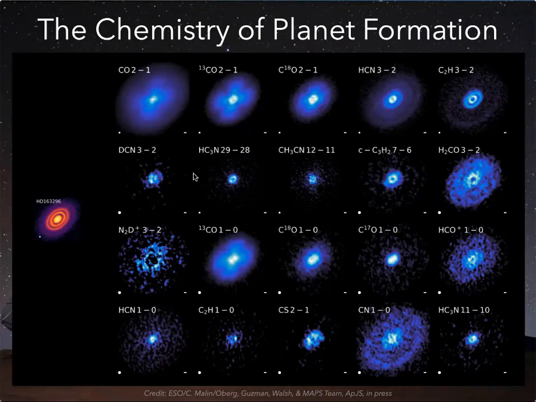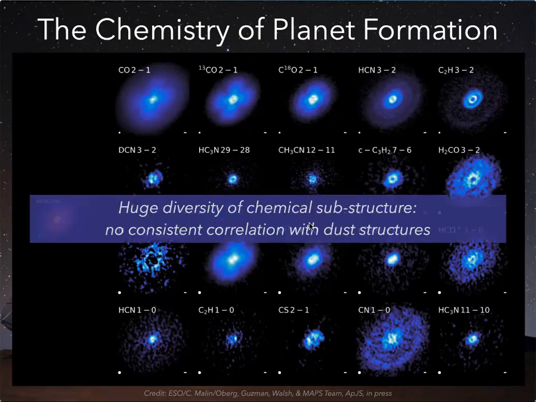Some of which is sometimes coincident with the dust emission, sometimes not. So the disk looks very, very different in each of these molecular tracers. So we see this huge diversity of chemical substructure and not necessarily any consistent correlation with the dust structure. That's giving us information that there are a lot of physical processes happening in the disk that are shaping its composition and then originating in these sometimes very highly structured molecular line images.